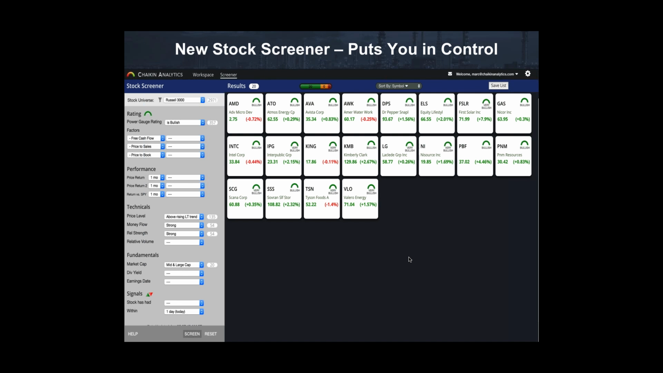So what I did here was I took the Russell 3000, and we'll demo this in real time, so I won't spend too much time on it, but I wanted to find bullish candidates. So I said the Power Gauge rating had to be bullish. It had to be in a rising long-term trend with strong money flow and relative strength, and I wanted just large and mid-cap stocks. And I filtered the Russell 3000 down to 20 names. And we're going to see some of these stocks.